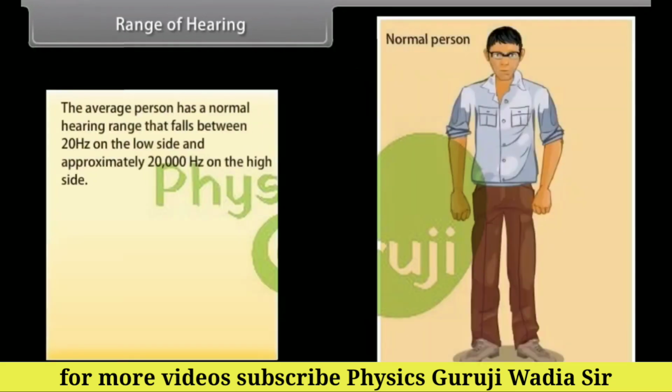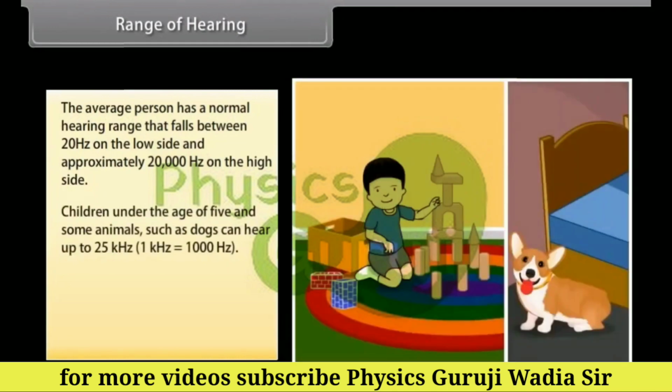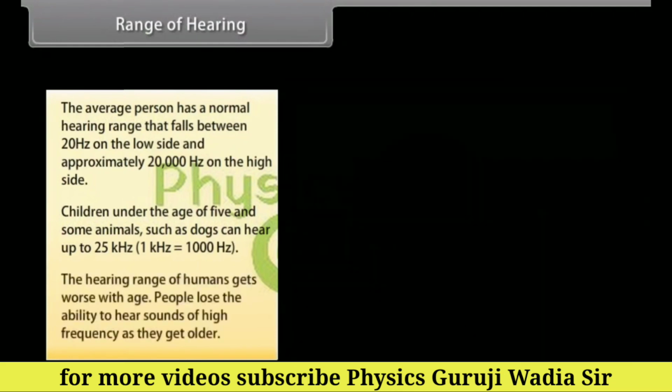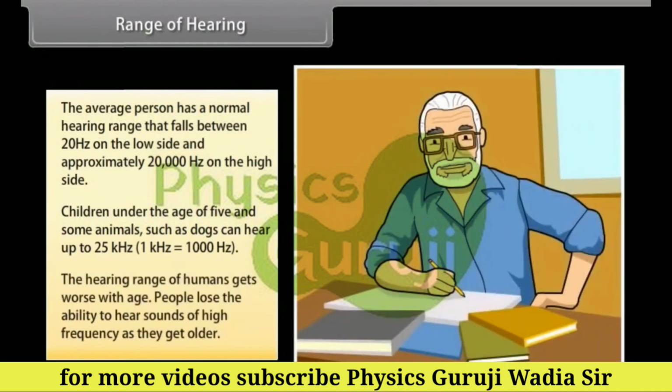Range of hearing. The average person has a normal hearing range that falls between 20 Hz on the low side and approximately 20,000 Hz on the high side. Children under the age of 5 and some animals such as dogs can hear up to 25 kHz. The hearing range of humans gets worse with age. People lose the ability to hear sounds of high frequency as they grow older.